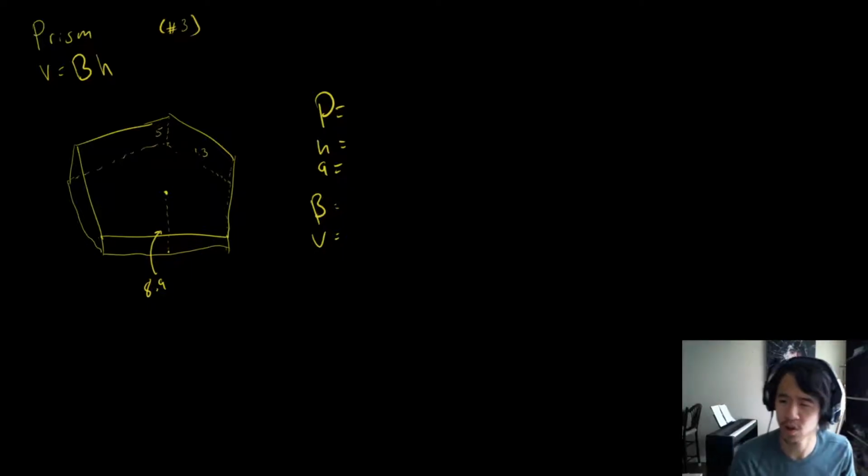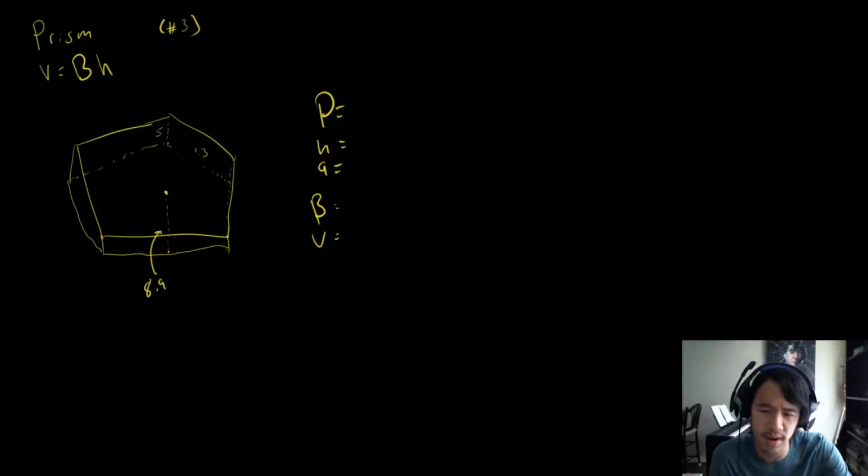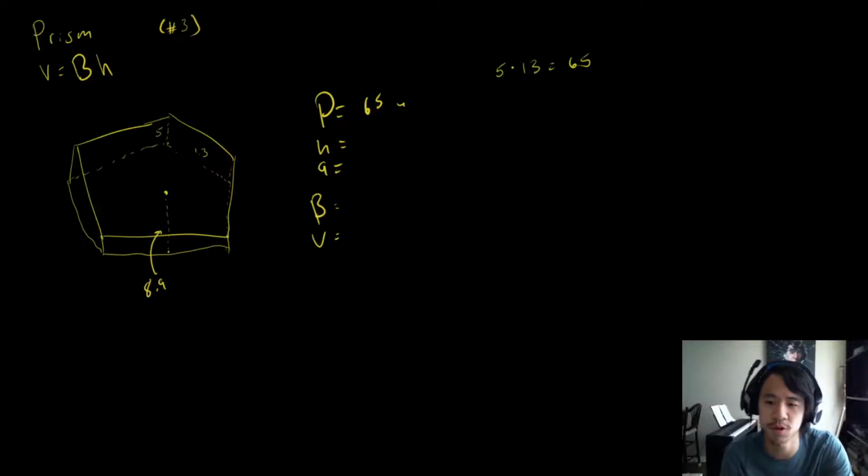All right, so here's question number 3. We're going to have the same formula. The volume is the big B, which is the area of the base, times the height. So let's just go ahead and fill out all this information. This should walk us through it pretty well. So our perimeter, we have 5 sides, and each side is 13. So 5 times 13. That's going to be 65. So we have 65 units for our perimeter.